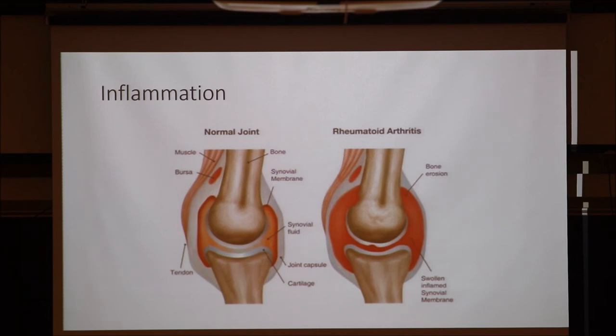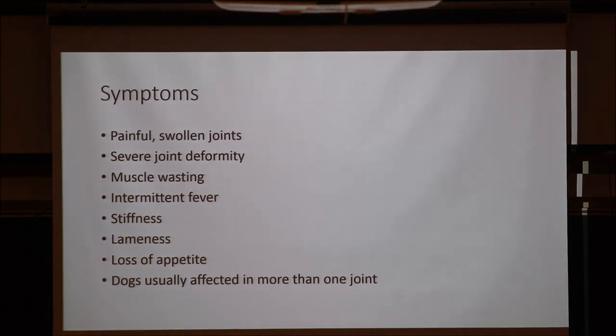You can see in this picture that they did include some bone erosion. That's caused by the inflammation that stays for a long period of time. And that causes the painful and hard to move joints that dogs with rheumatoid arthritis have. Some symptoms that you might be able to see in one of these dogs are painful, swollen joints, joint deformity and muscle wasting if they've had the rheumatoid arthritis for a long time, fever, stiffness, lameness, loss of appetite, and dogs do usually get affected in more than one joint.